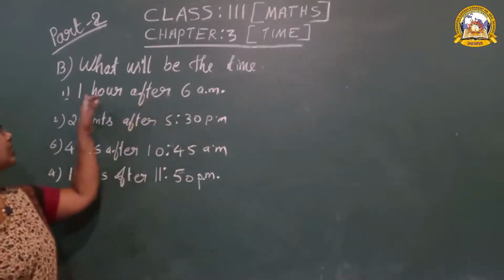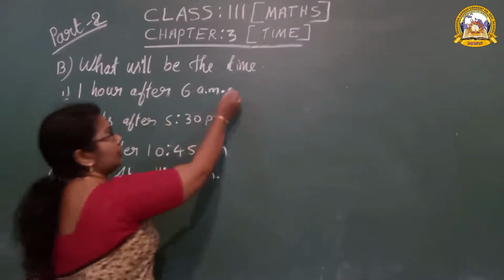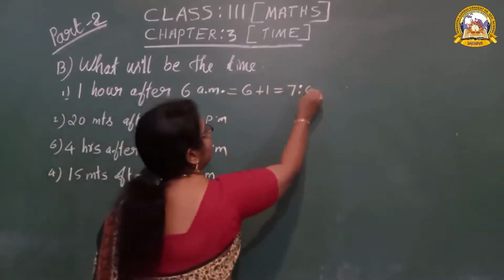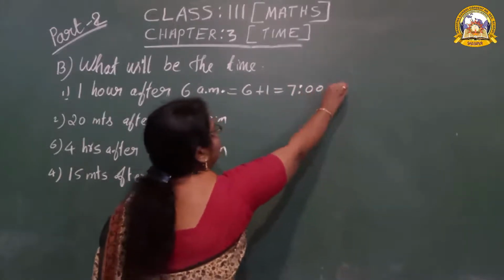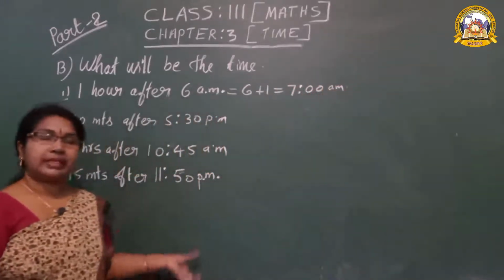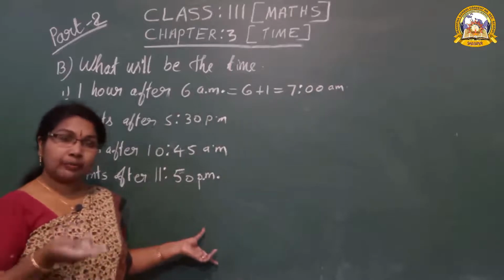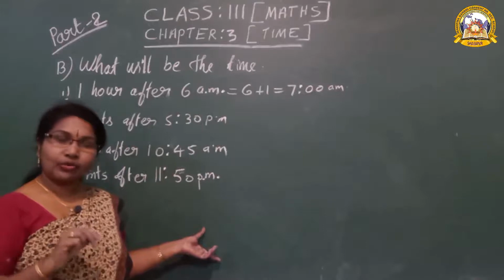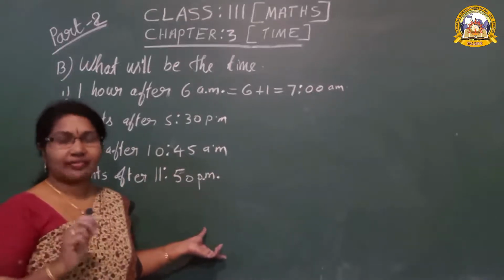You should add this number to 6. How to write? 6 plus 1. What's the time? 7 AM. But 2 hours after 10 o'clock, 12 o'clock. 3 hours after 4 o'clock, 4 plus 3, 7.